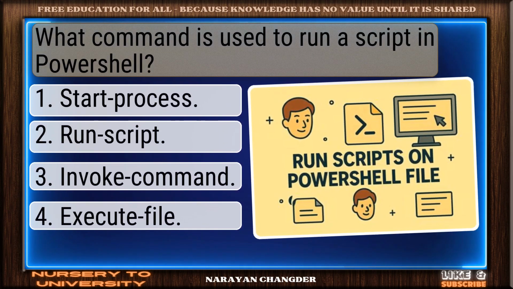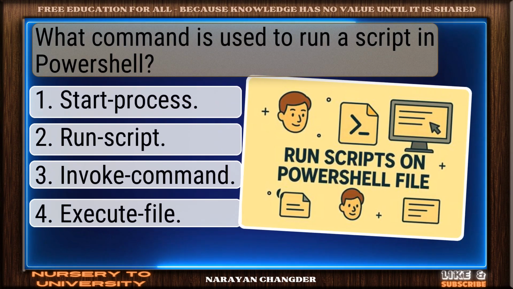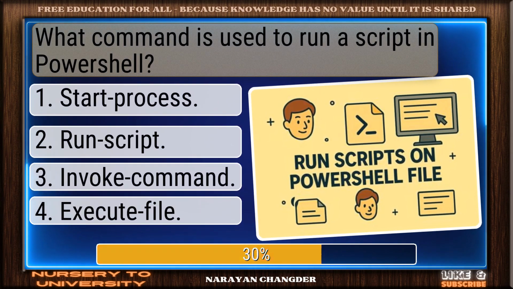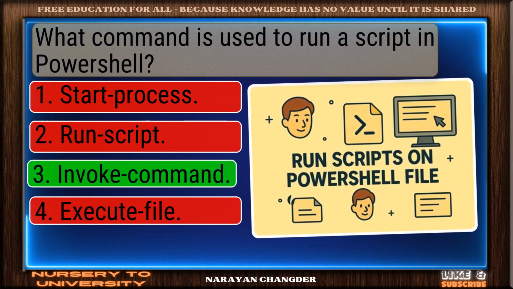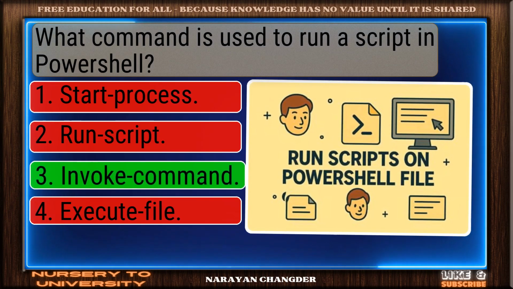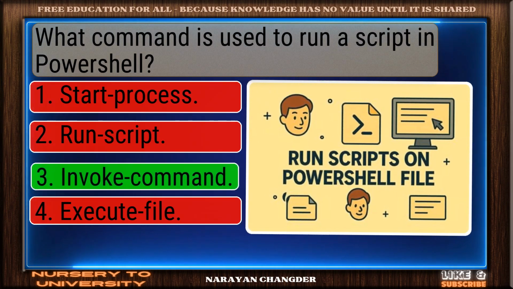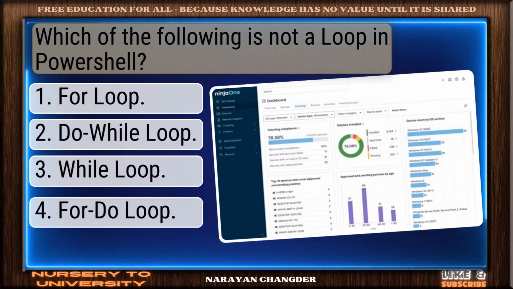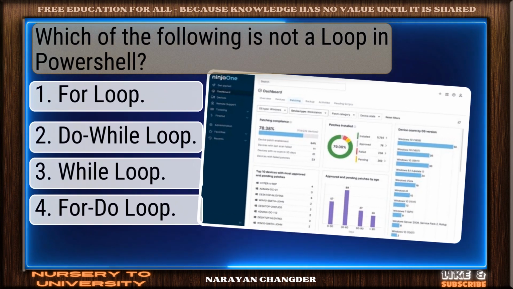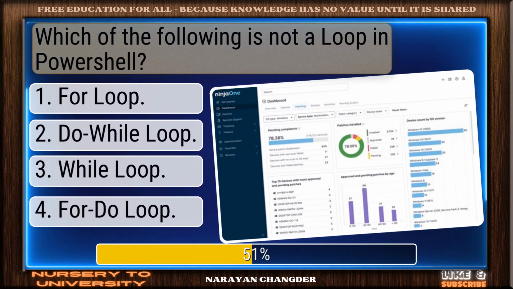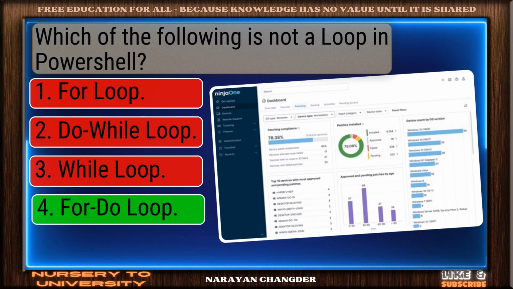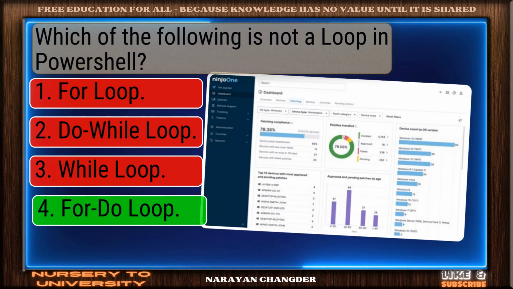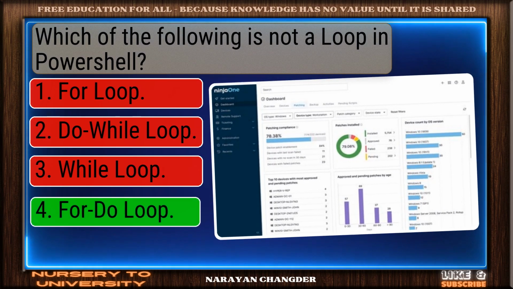Question number 46. What command is used to run a script in PowerShell? You got it. Your choice Invoke-Command is right. Question number 47. Which of the following is not a loop in PowerShell? Great thinking. For-do loop is the right choice.